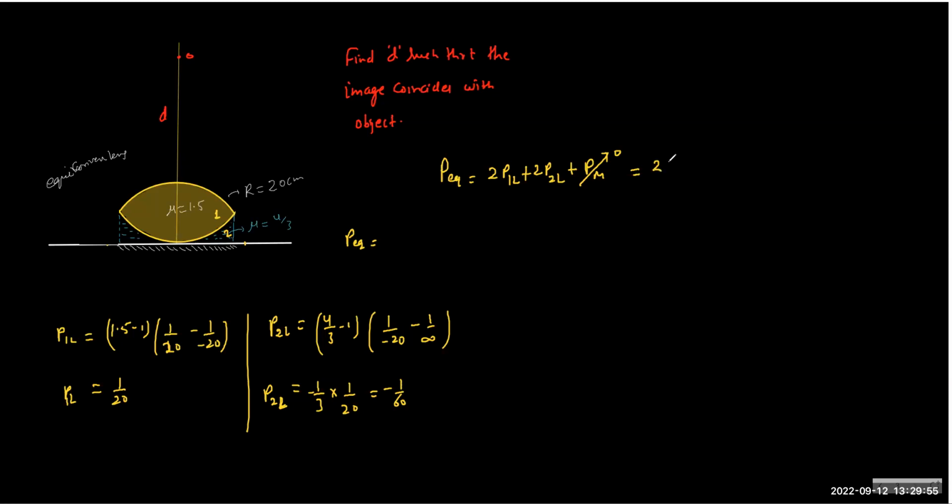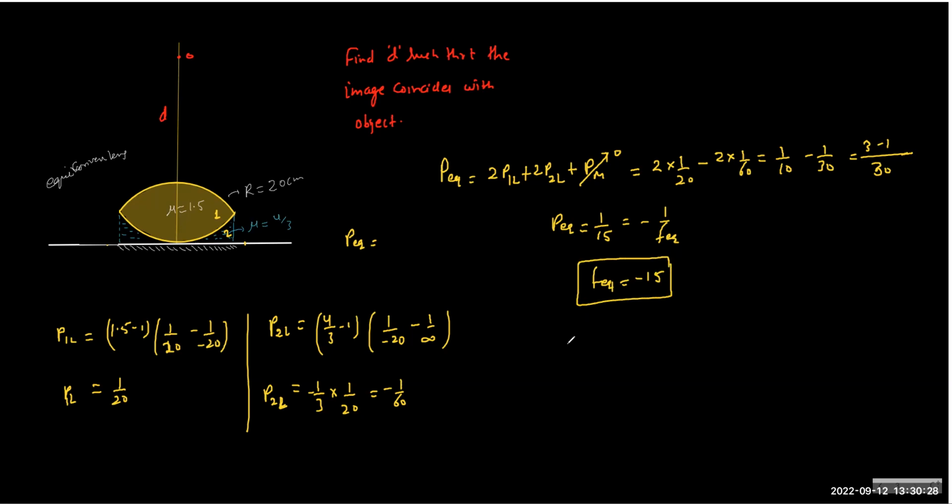So it is 2 into 1 by 20 minus 2 into 1 by 60. So 1 by 10 minus 1 by 30. And if I take 30 as LCM, the P equivalent again turns out to be 1 by 15. So it is minus 1 by F equivalent. So here F equivalent turns out to be minus 15.